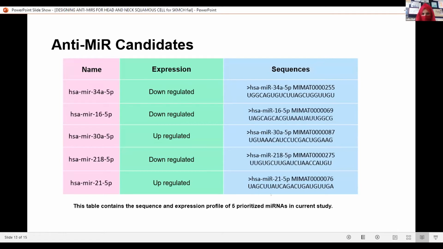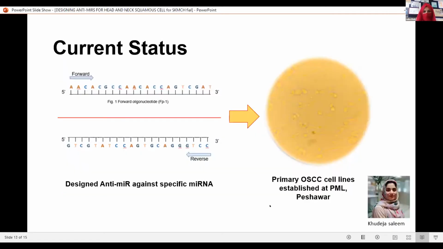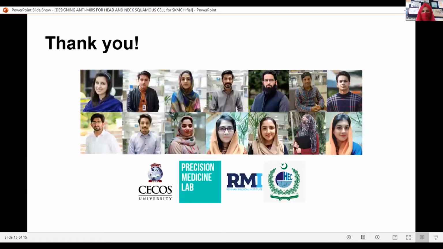It might be needed to design anti-miRNAs against them. The current status of my project is designing anti-miRs and then checking them on the primary OSCC cell line, which was established for the first time in Pakistan at the Precision Medicine Lab. With this, I would like to conclude my presentation, and I would like to thank my team at the Precision Medicine Lab, obviously my PI, Dr. Faisal, and Shaukat Khanum for giving me the opportunity to present my work here.